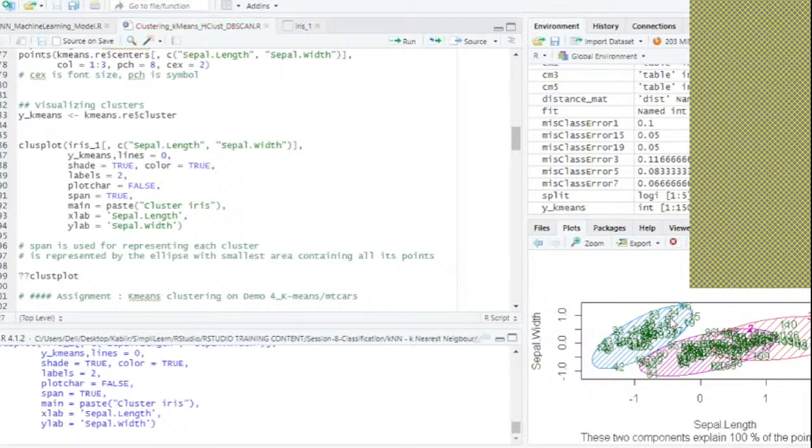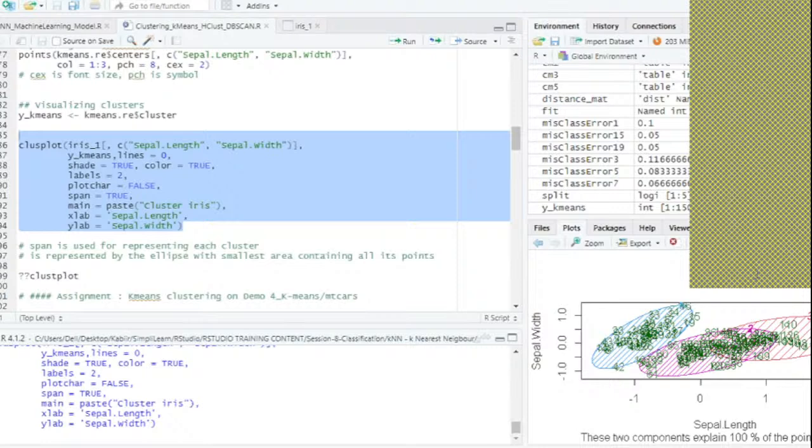Rest everything we've already discussed. Shade, I'll just mention shade equal to true so that it shades the cluster. I can share this cluster plot. You can try and create this cluster plot, right?